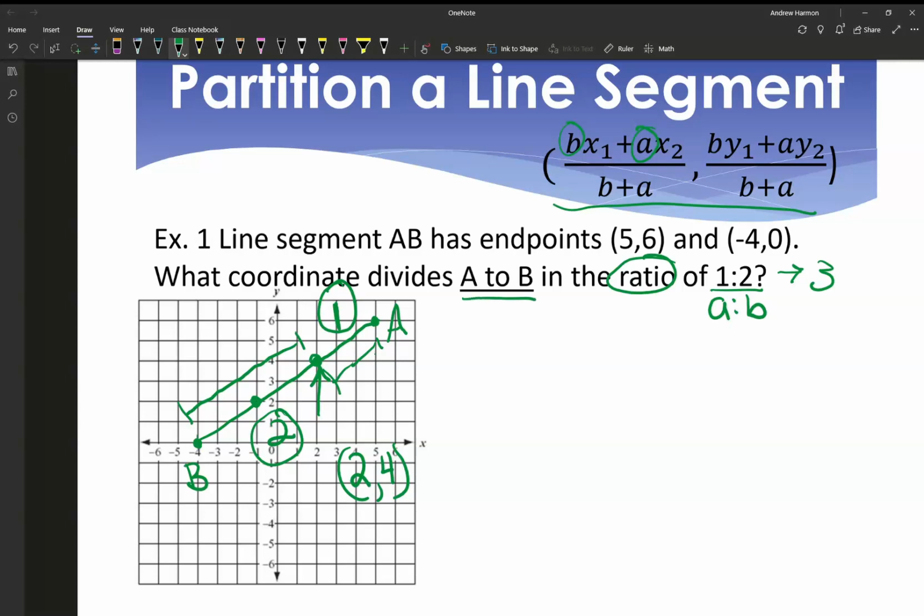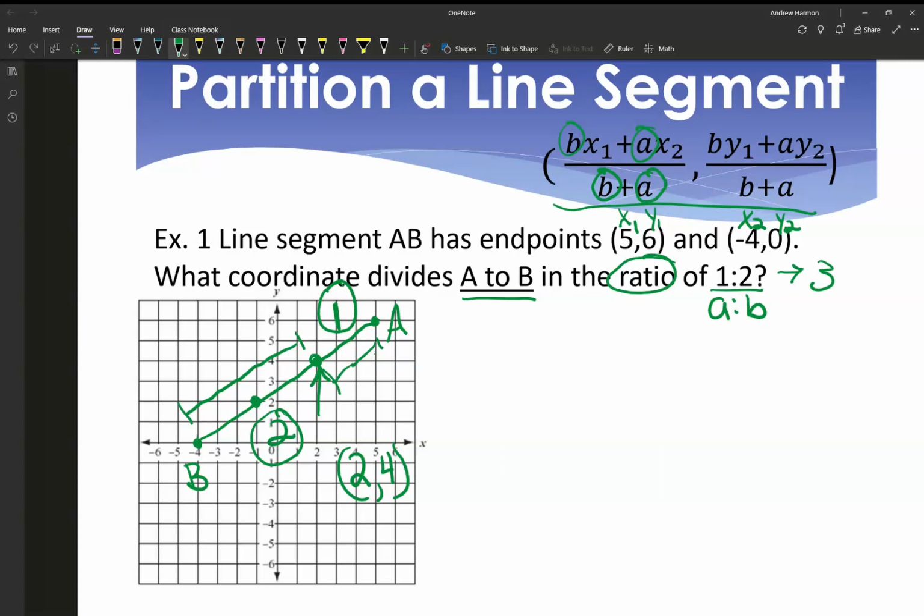So (5, 6) is point A. That's going to be x1 because that's where we're starting. x2 would then be the other point, -4. And then y1 would be 6, and y2 would be 0. So from here, all we need to do is put those points and this ratio into our formula. What I like to do first, seeing as I have all these b's and these a's, is write out all the b's and the a's first.